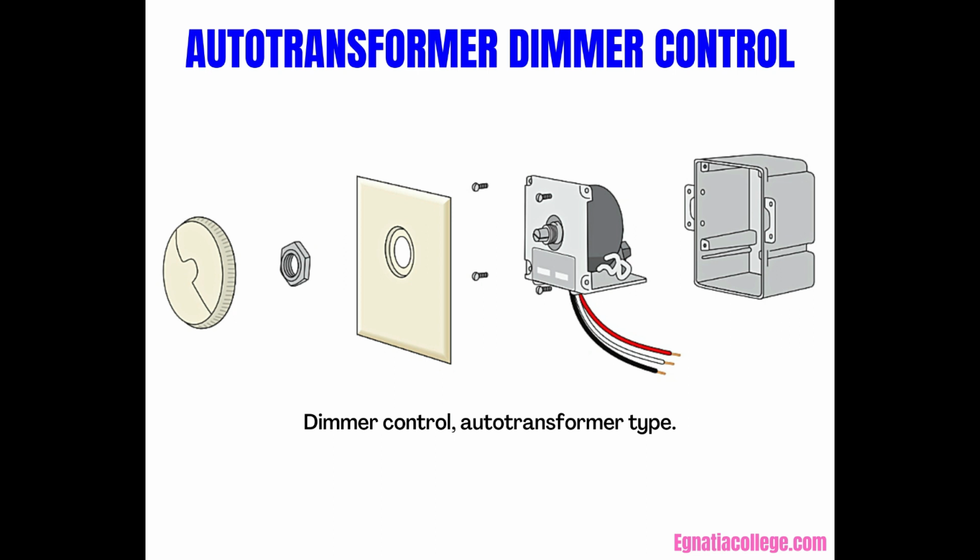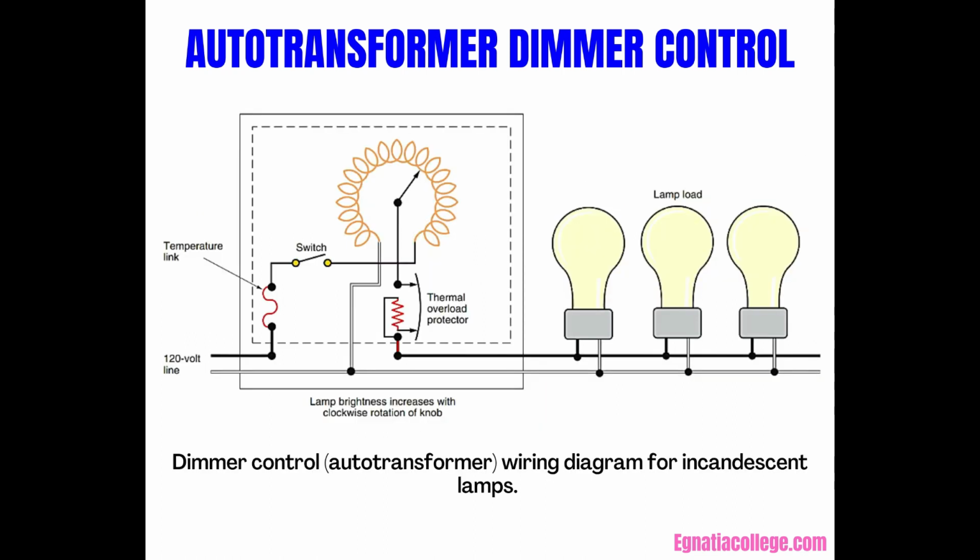Auto-transformer dimmer control. This type of dimmer control has a continuously adjustable auto-transformer that changes the lighting intensity by varying the voltage to the lamps. When the knob of the transformer is rotated, a brush contact moves over a bared portion of the transformer winding to vary the lighting intensity from complete darkness to full brightness. This type of control uses only the current required to produce the lighting desired.